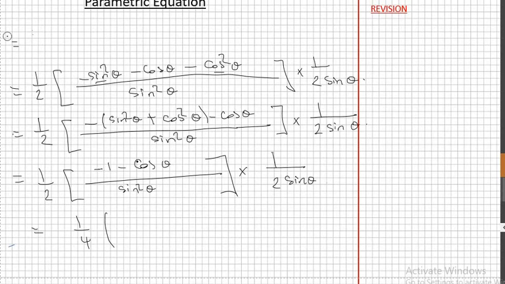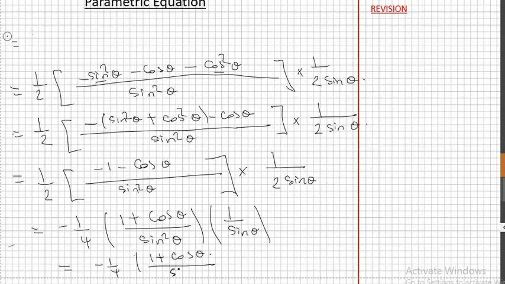And then we have negative 1, negative cos, so we can bring a negative sign outside the bracket. So we have 1 plus cos theta divided by sin square theta, and then everything multiplied by 1 over sin theta. So this is also equal to negative 1 over 4 multiplied by 1 plus cos theta divided by sin cube of theta. So that's the final answer.